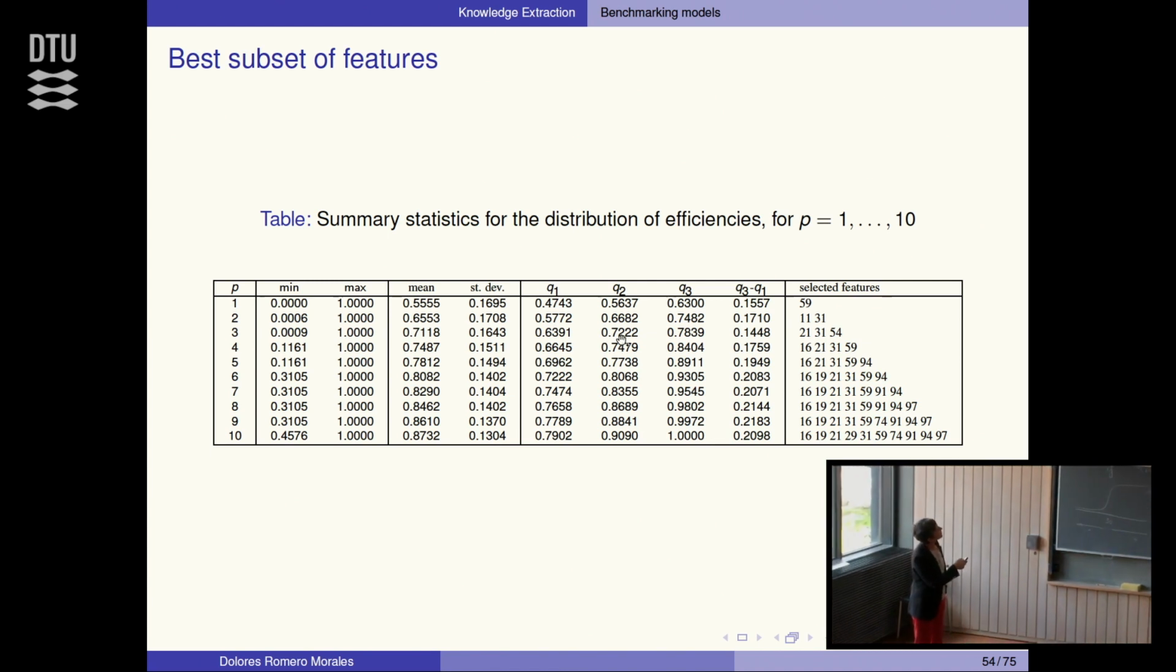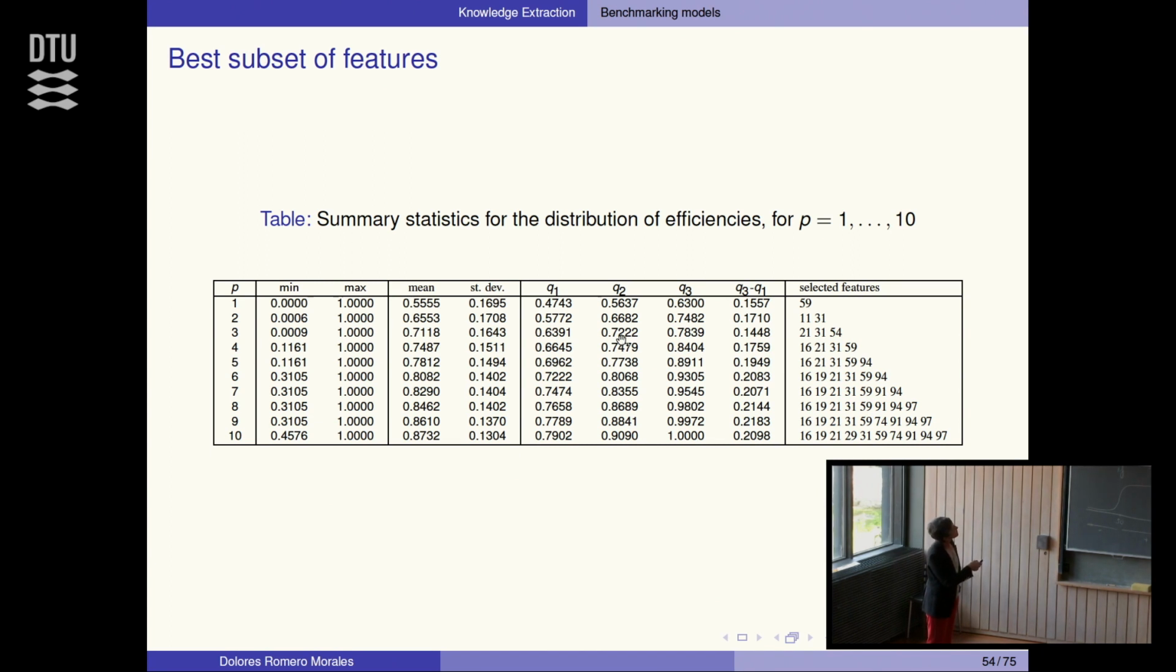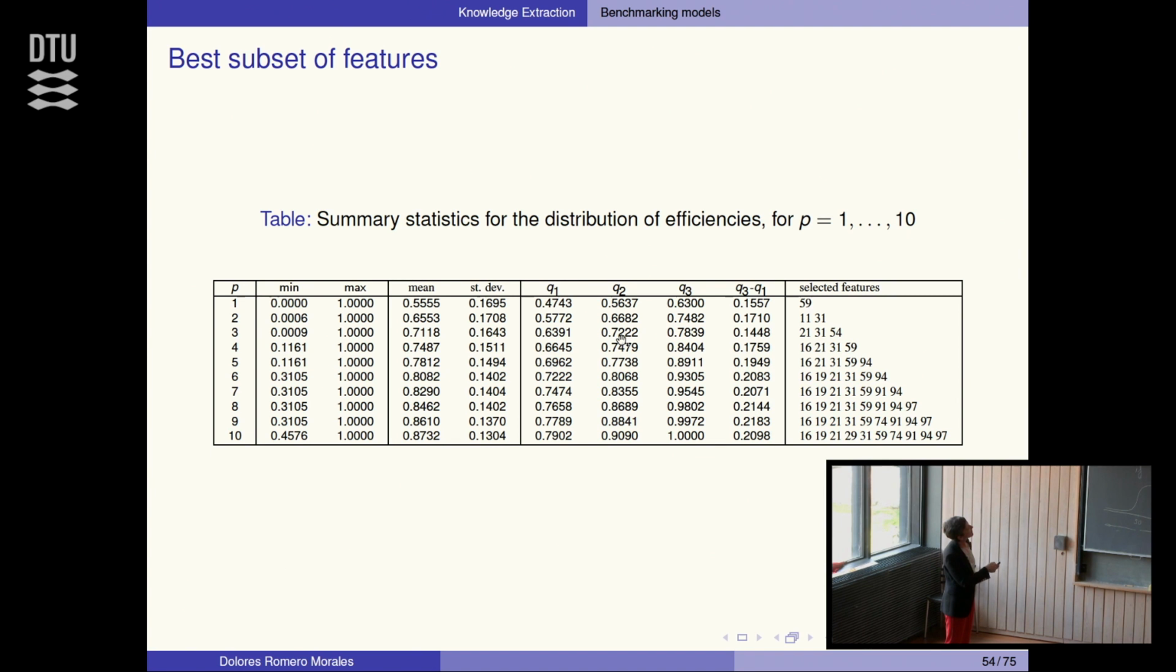So you can see that our average efficiency obviously increases because we are giving the model more flexibility. At the beginning, a lot of the companies look bad because the average efficiency is 55. And at the end, already with 10 outputs, the average efficiency is 87.